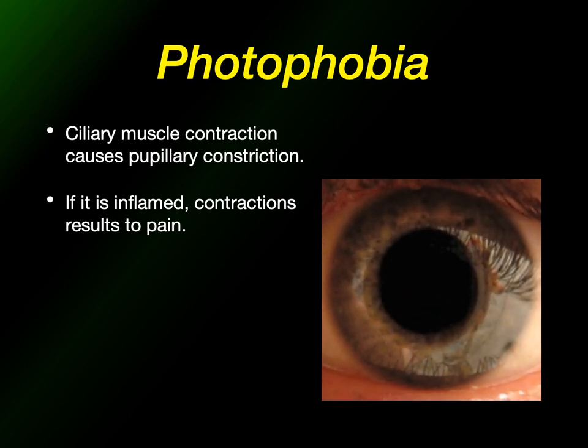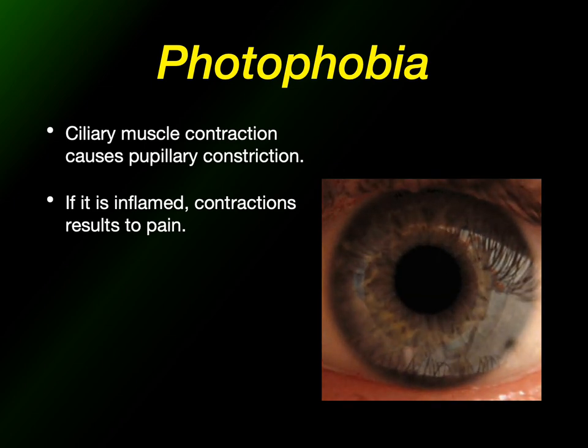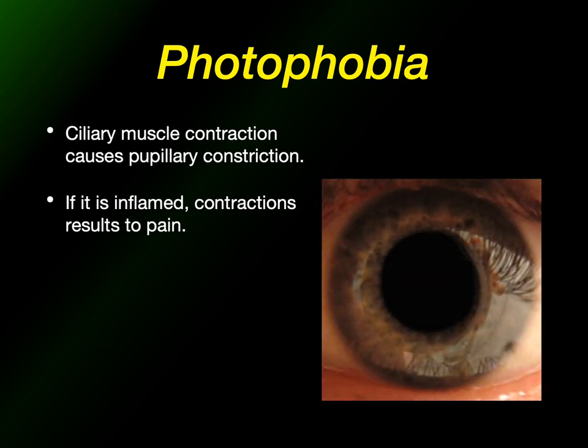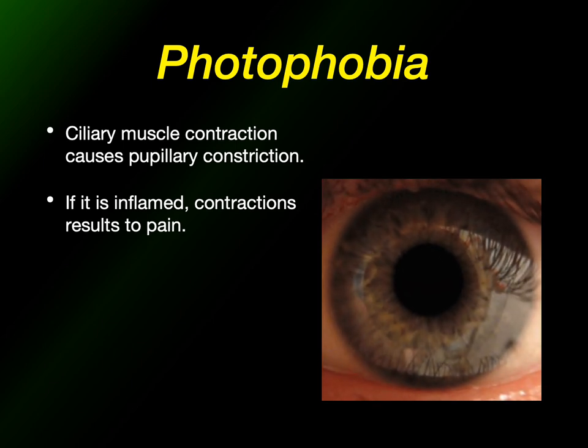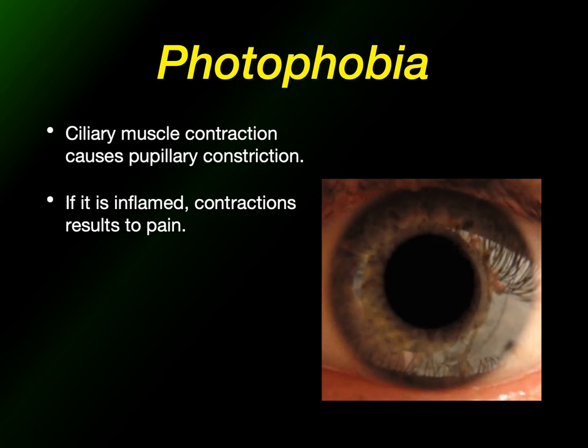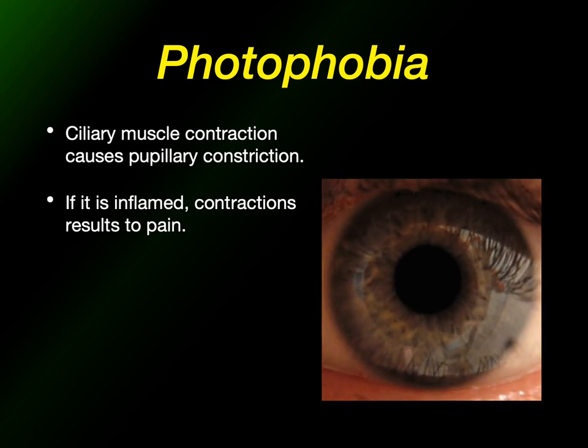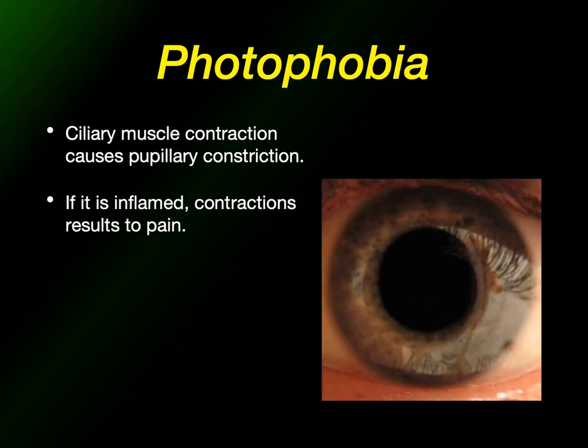Pain on pupillary constriction is due to the forced contraction of inflamed ciliary muscles in an eye with iridocyclitis. It is similar to the muscle pain you feel a day after doing strenuous work or exercise. Other eye diseases may present as eye redness with pain and should be differentiated from uveitis.